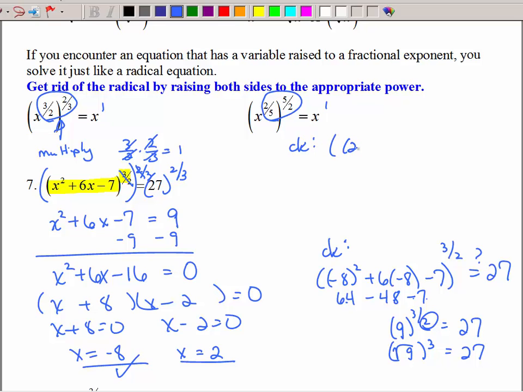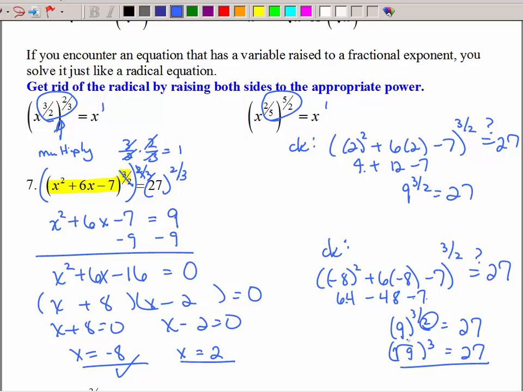All right, so now we need to check 2. So let's see, we have 2 squared plus 6 times 2 minus 7 to the 3/2 power. Does that equal 27? So I have 4 plus 12 minus 7. So that's 16 minus 7 is 9. And we just saw that, so we know that this is also a keeper, so both answers work. So don't be afraid of those fractional exponents. Just work them out the same way as you would radicals.